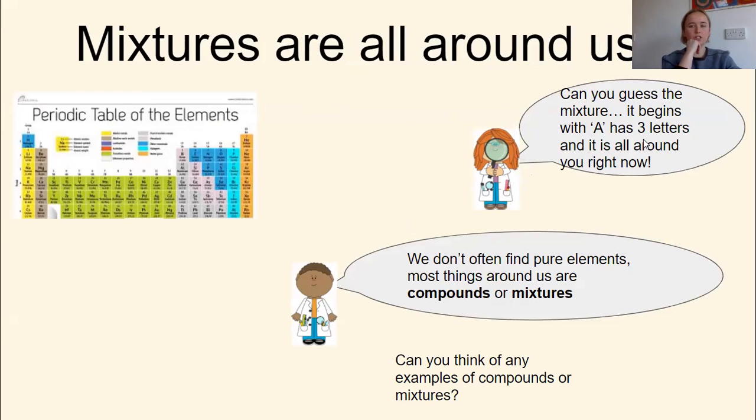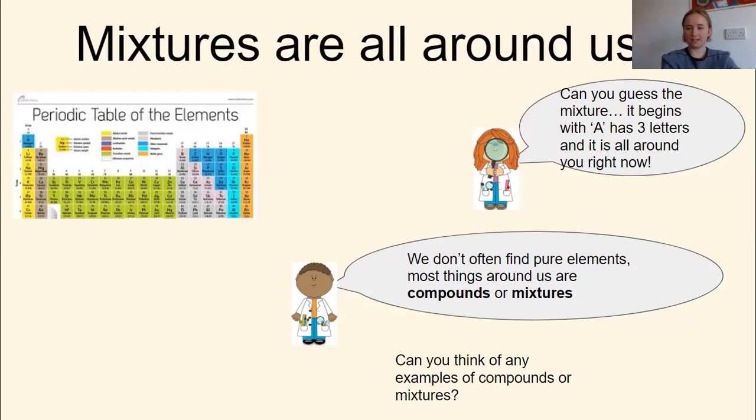The first question here is getting you to guess what mixture is all around us. It begins with an A and has 3 letters. So what it's talking about is air. Air is actually a mixture of different gases and compounds. For example, it contains carbon dioxide, oxygen, nitrogen. Nitrogen and oxygen are examples of elements, whereas carbon dioxide is an example of a compound.